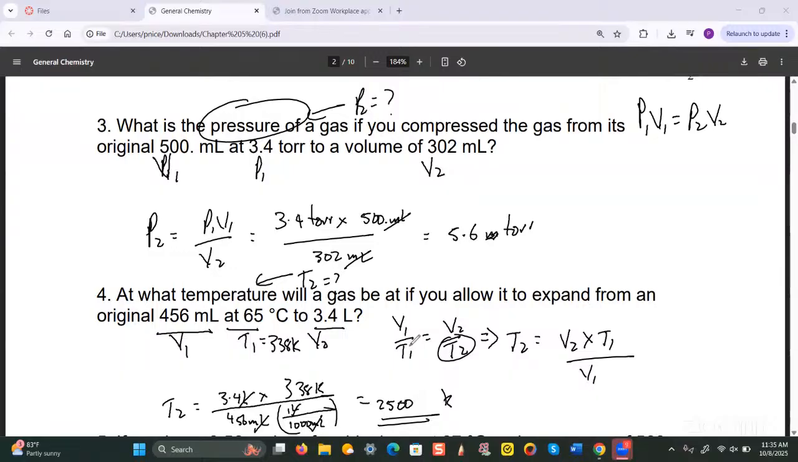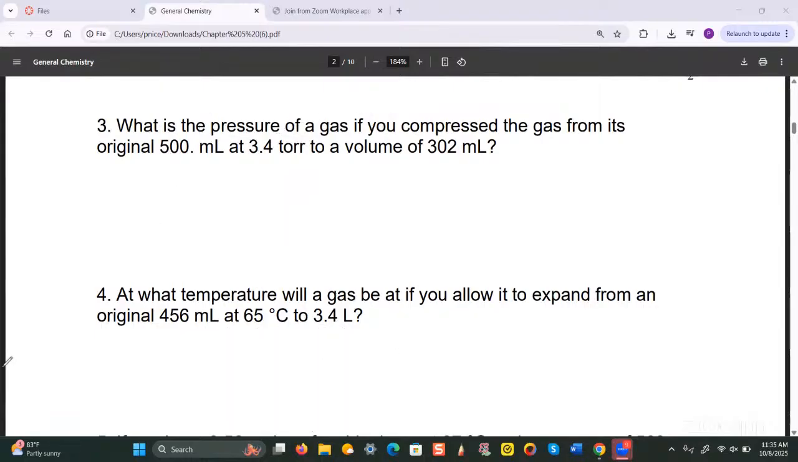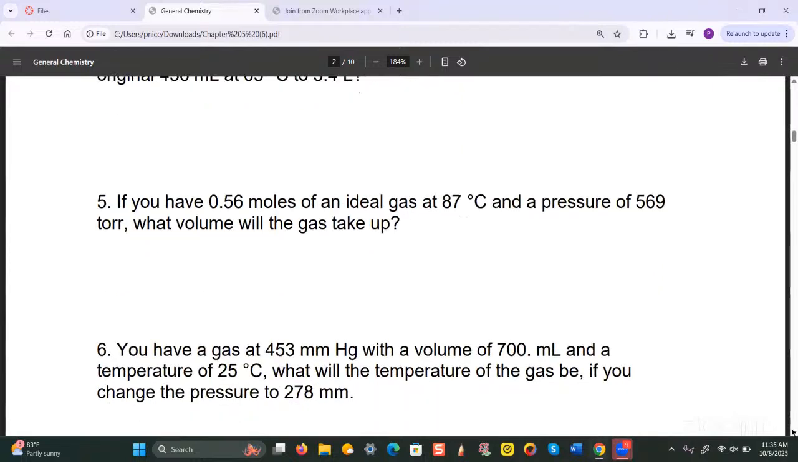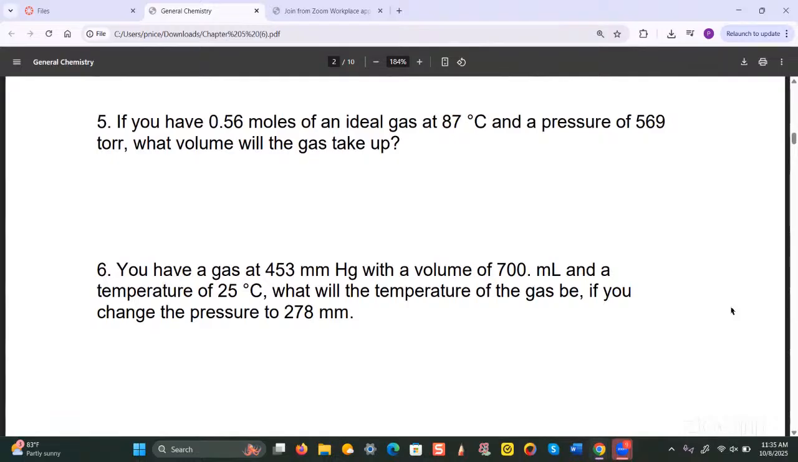All right. So let me clear this, and let me scroll down. Okay. So in this case, number 5, they gave you the moles, they gave you the temperature, they gave you the pressure, and the question is asking for the volume. So what equation comes to mind when you see this question? Yeah, ideal gas law, which says what? PV equals nRT.